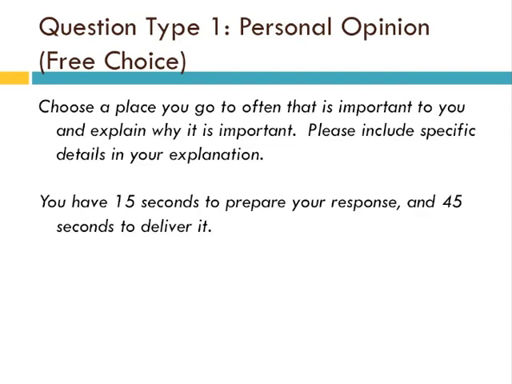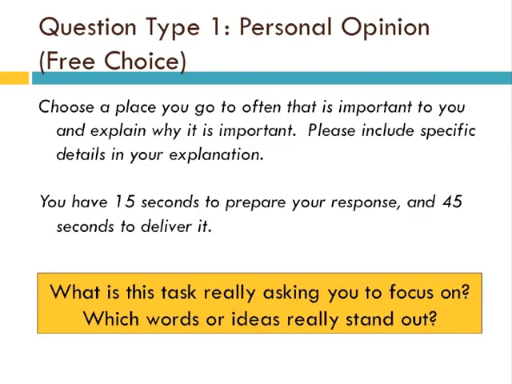So we're going back to the topic again and thinking about it a little bit as we get ready for this activity. The first thing we need to ask is, what is the task really asking you to focus on? Which words or ideas really stand out? Well, the idea here is it's a place we go to often. So it's a place we've visited before, not just a place we want to go to. That would not be correct. We can't say that I want to go to this place. It has to be a place that you've already visited and that is important to you.